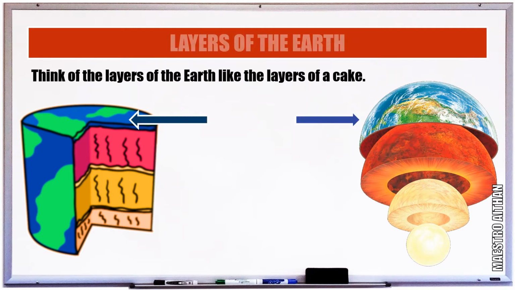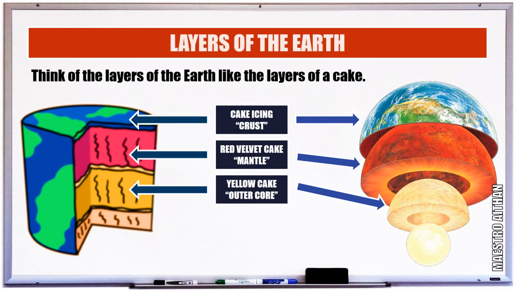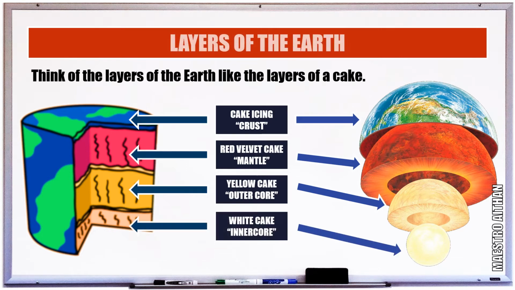The icing of the cake represents the crust, which is the thinnest outermost layer of the Earth. The red velvet layer of the cake represents the mantle, which is the thickest layer of the Earth. The yellow layer of the cake represents the outer core of the Earth. And the white layer of the cake represents the inner core of the Earth.